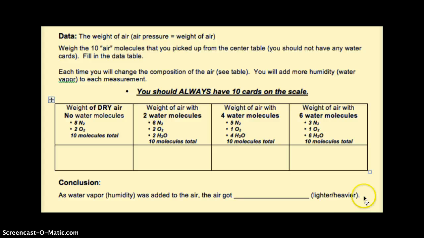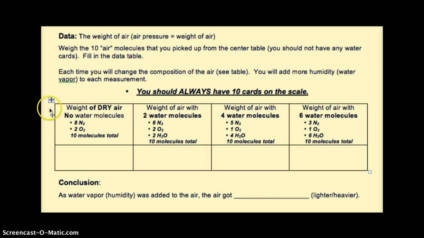All right, now that you're in lab, what you're going to do is from the center table pick up 8 nitrogen cards, N2, and pick up 2 oxygen cards, O2. And what we're going to do is we are literally going to weigh these molecules. Remember, air pressure is how heavy air is. So we're going to weigh your model air molecules.